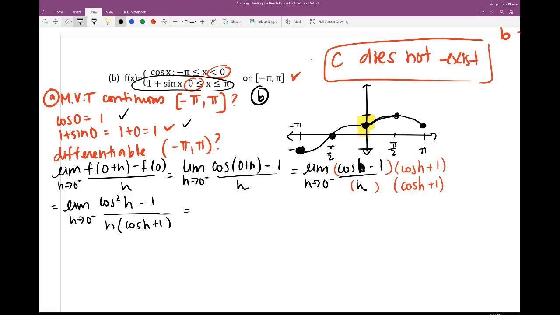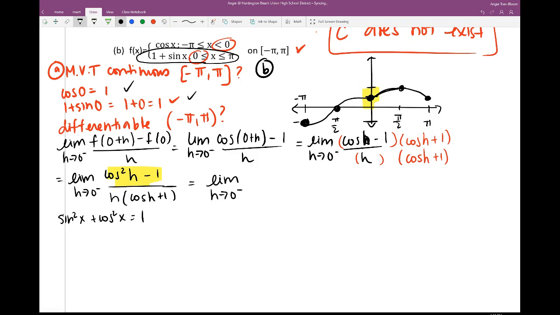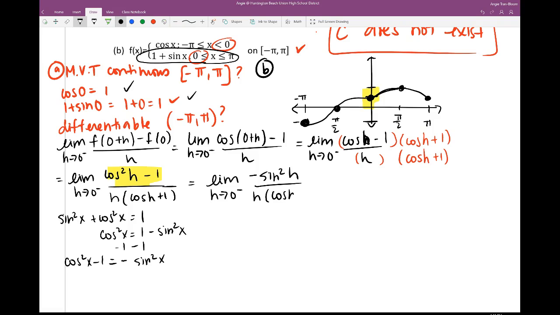Okay, then from here, with more manipulation, the limit as h approaches 0 from the left. Here's the part that I'm going to change, and I hope you remember. Let's highlight this piece and write that in the bottom. Sine square of x plus cosine square of x always equals 1, okay? Well, I have cosine square, so I'm going to move the sine square over, which we all know, 1 minus sine square is always cosine square of x, okay? But I have cosine square minus 1, so I'm going to move the 1 back. That means cosine square of x minus 1 is really negative sine square of x. So I'm going to substitute this with negative sine square of h all over h times cosine of h plus 1.